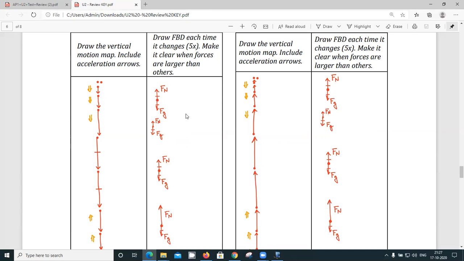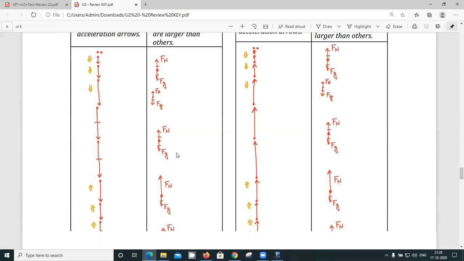Got it? Acceleration is downwards, right? So the net downward force is Fg minus Fn. So Fg minus Fn equals m into a, and that's a positive quantity. So Fg minus Fn is positive. That means that Fg is more. So Fn is less than this thing.